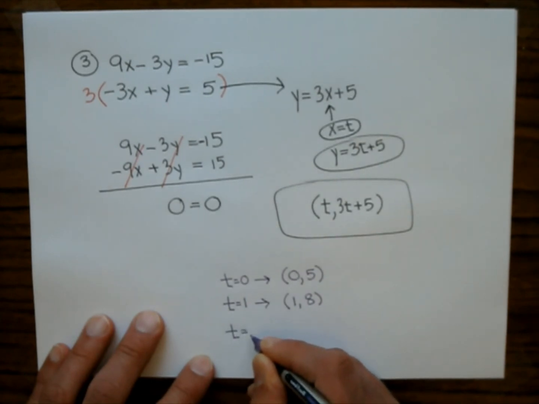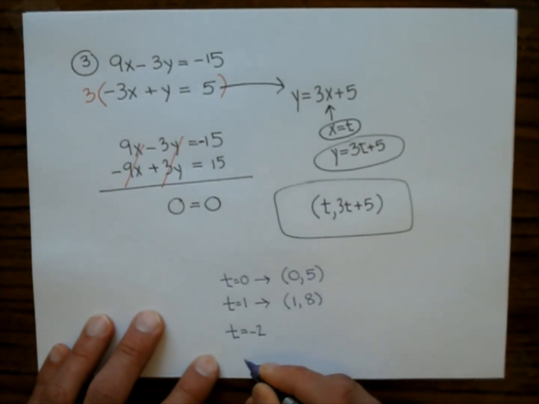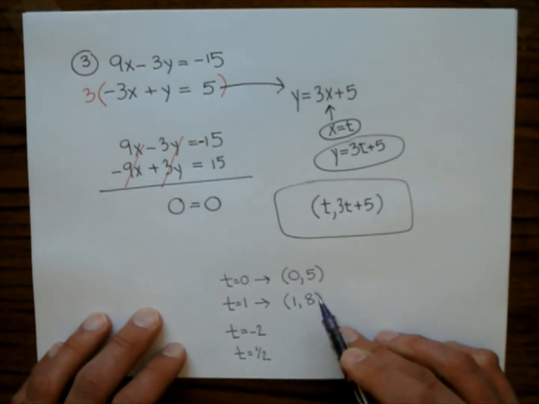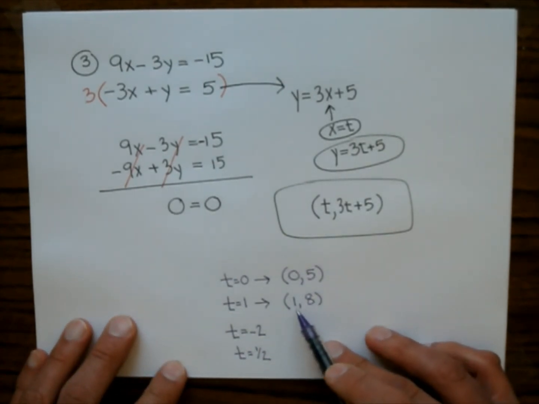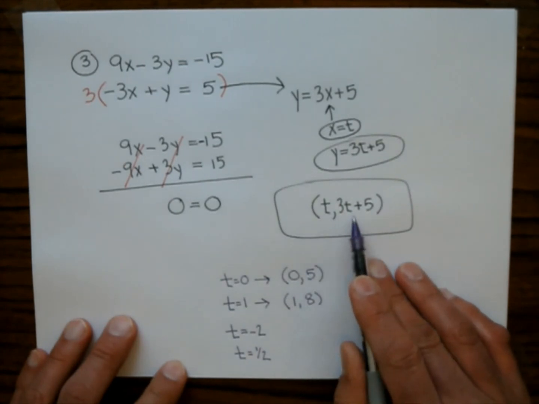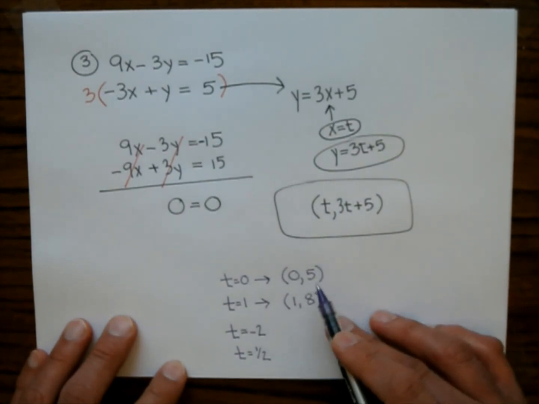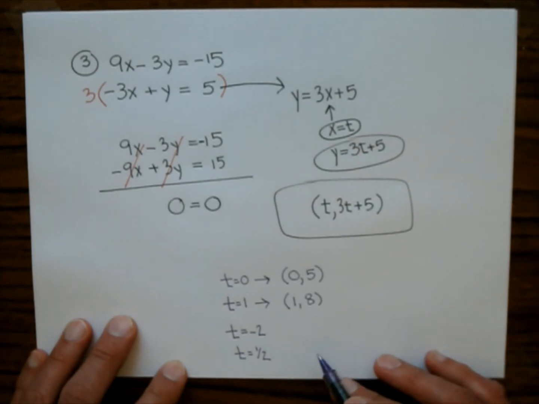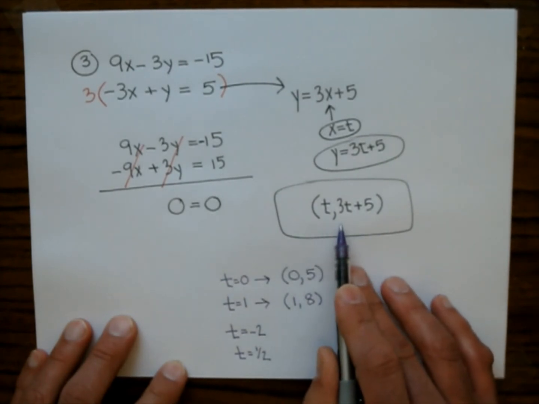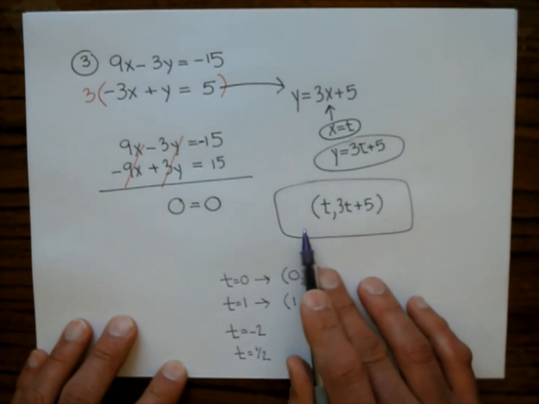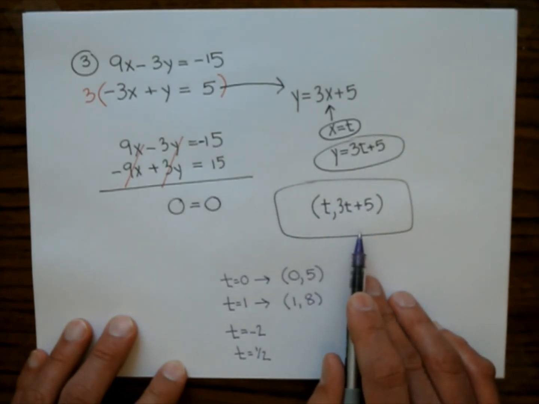t equals -2 will give you another point. t equals 1/2 will give you another point. So we have infinitely many points because t can be any real number, and instead of writing all these points, all infinite points, we write our answer like this. And this actually represents infinitely many points.